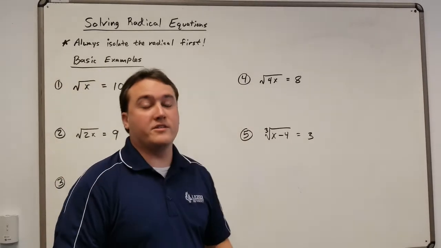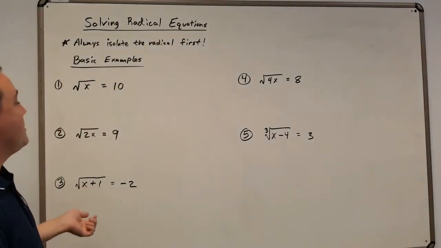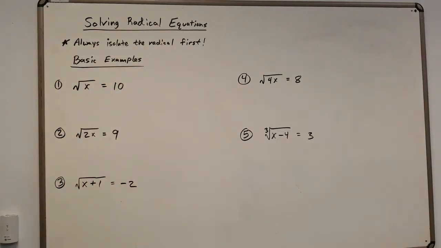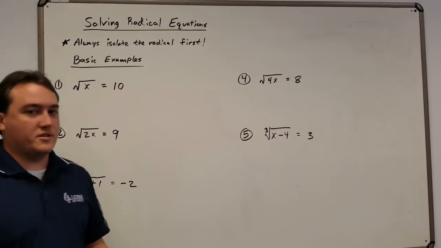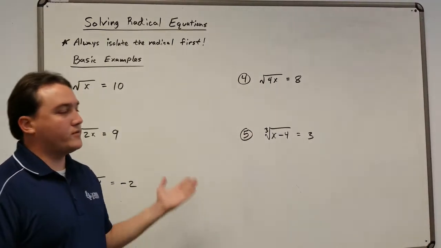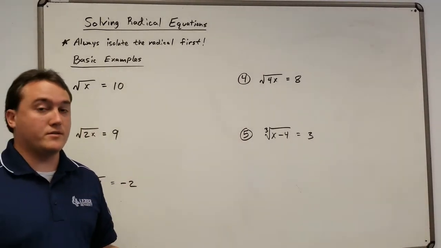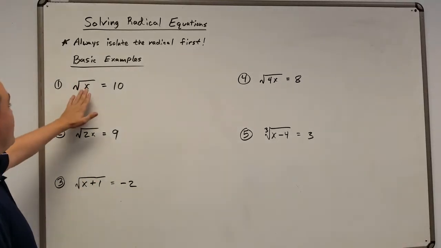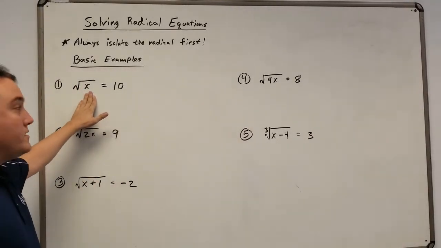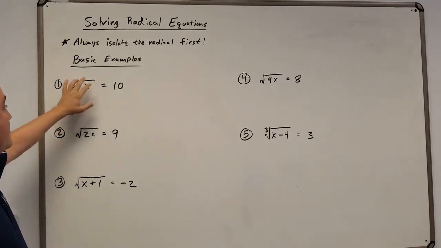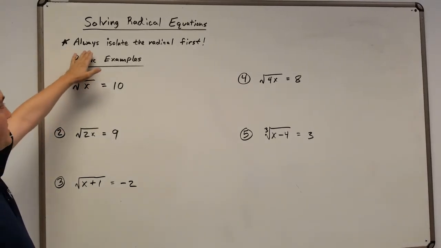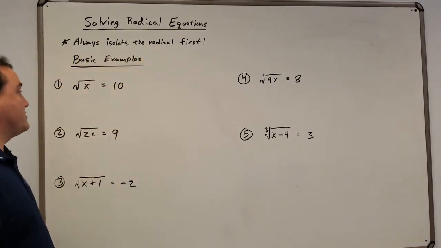Hello everyone. So today I'm going to be doing a lesson on solving radical equations. Solving a radical equation is going to be the same as solving any other equation. Whenever you have to move something, you do the inverse of it, or the opposite. So if we have a square root and we want to solve for x, and there's nothing else outside the root, because you always have to get the radical by itself first.